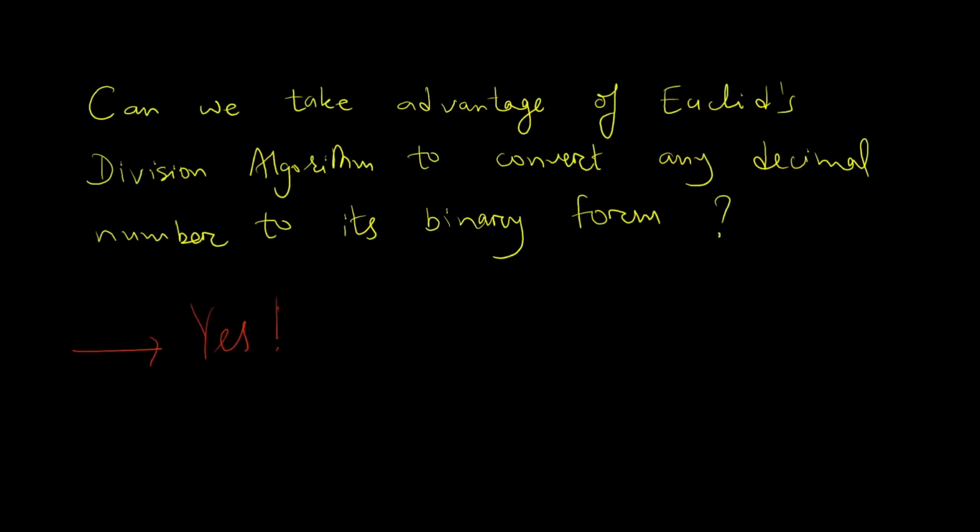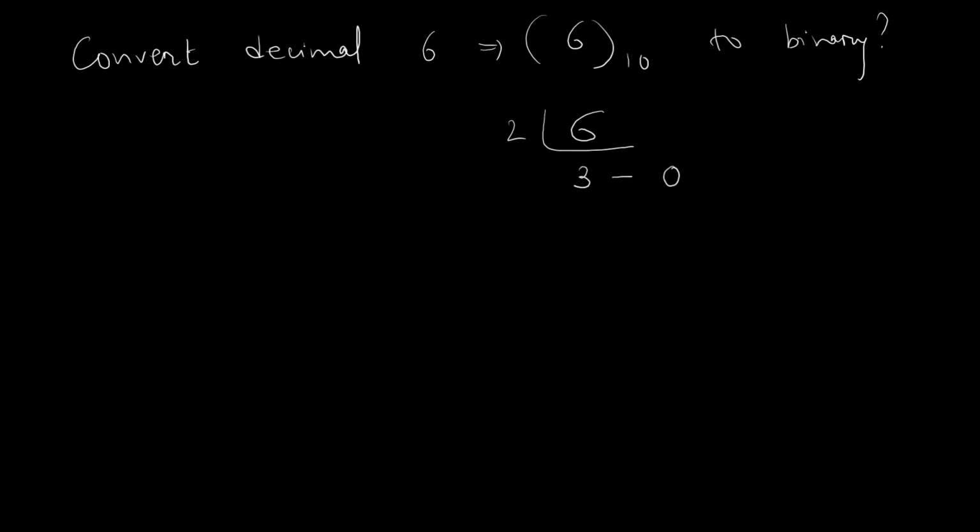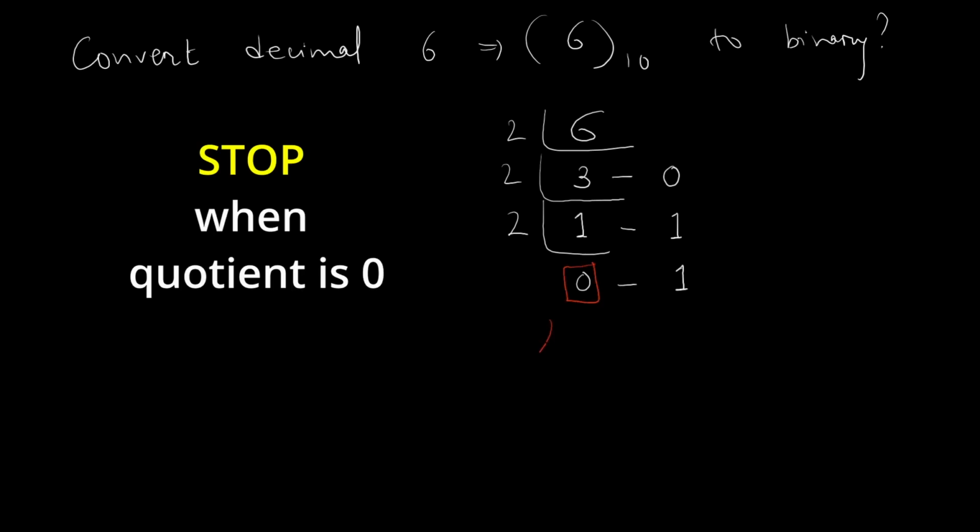Your guess is correct. If we divide any decimal number by 2, remainder would be either 0 or 1 and nothing else. Wow! Let us try doing this calculation by converting decimal number 6 into binary. First divide 6 by 2. 2 times 3 is 6, the remainder is 0. Now divide 3 by 2. 2 times 1 is 2 and the remainder is 1. Now you need to divide this 1 by 2. 2 times 0 is 0 and the remainder is 1. We stop right here as the quotient now has become 0.